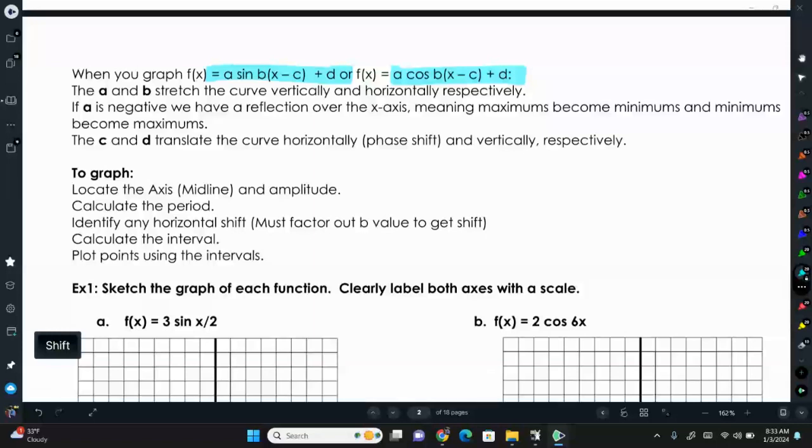And A and B stretch the curve vertically and horizontally respectively. So that number in front, that A value, that amplitude, will really stretch that graph vertically, and our B value will stretch it horizontally. And notice that B value is factored out, and we'll talk more about that soon when we start shifting left and right. And that D value on the outside translates it vertically, and like I said, that C is a horizontal shift, and it's sometimes called a phase shift because we're shifting that left and right.